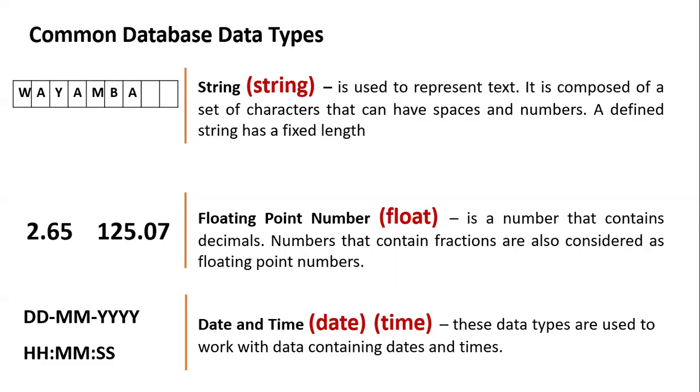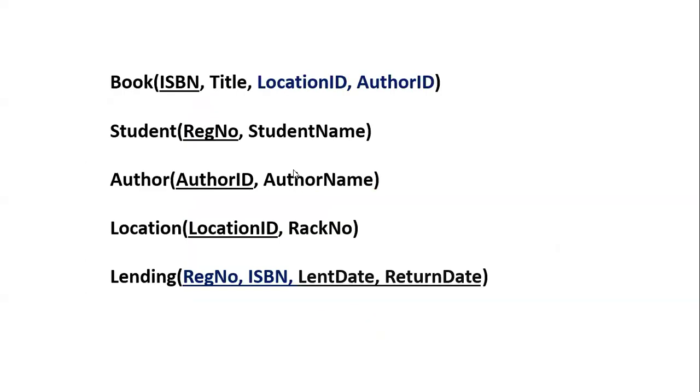Okay, so there's a question. For the lending entity in the last slide, should we underline all four attributes? Good question. Actually we don't need to underline all four, but in this table we don't have a primary key, so we have to combine several attributes to make the primary key. If we combine registration number and the ISBN, that also cannot be used as a primary key because the same student can take the same book again. So then there will be multiple values.